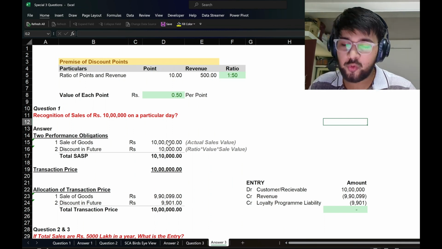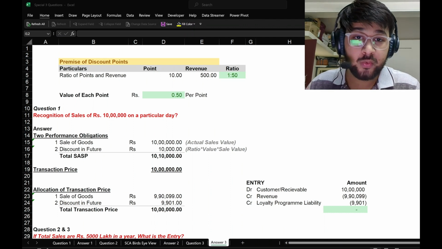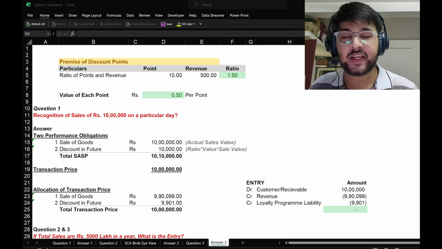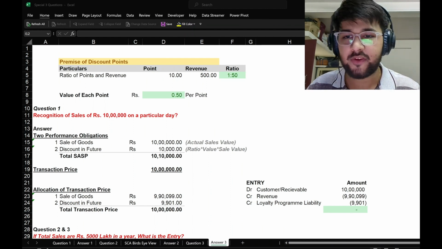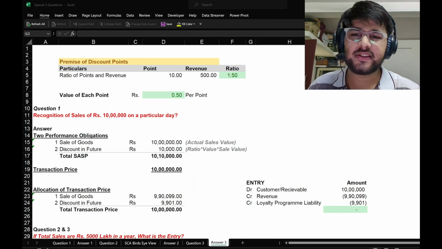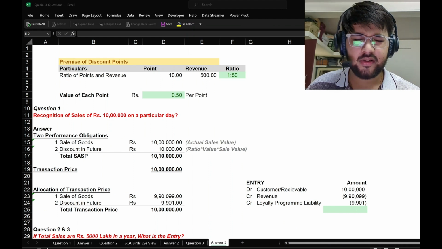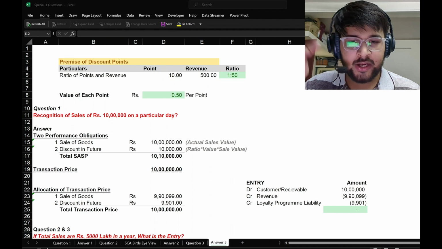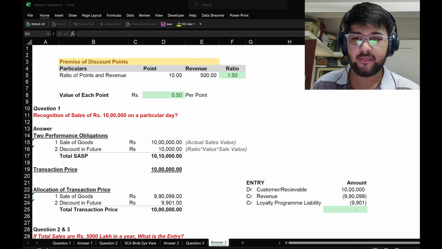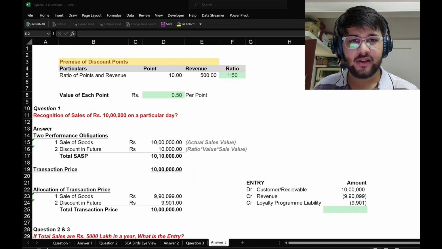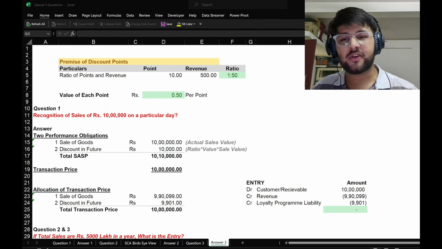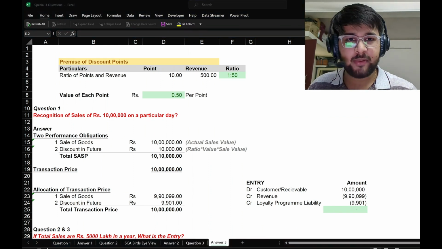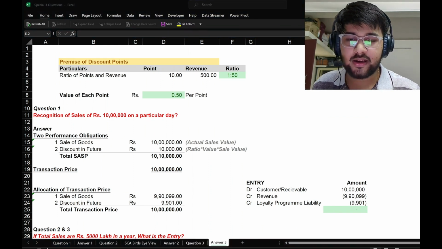So we have two performance obligations. We are providing two distinct benefits to the customer. The first one being sale of goods, and the second one being discount in the future. So the fair value of sale of goods is 10 lakhs. That is clear. But the fair value of the discount in future is 10 lakhs into the ratio into the value of each point. That is 10 lakhs into 1/50 into 0.5, which is 10,000. Okay. So that gives us the total standalone selling price of the performance obligations as 10 lakh 10 thousand.